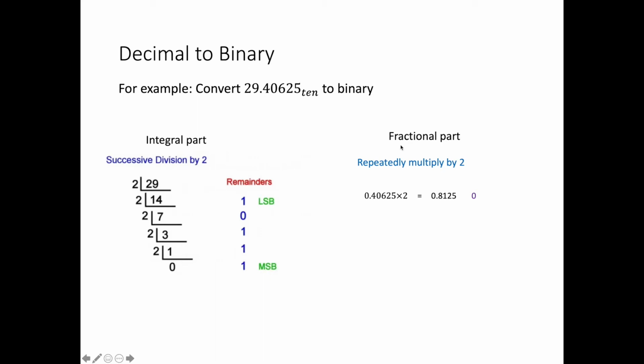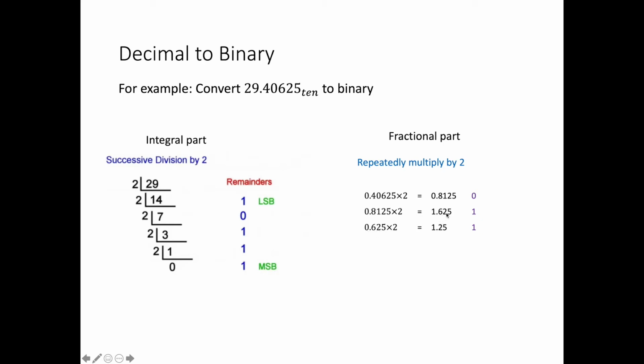And for the fractional part, we can repeatedly multiply by 2. So the fraction part times 2 is 0.8125, and the left side bit is 0. Then we mark 0 here. And then 0.8125 times 2, we get 1.625. So the left bit is 1. Then we harvest a 1 here, and then we repeatedly multiply the fraction part.